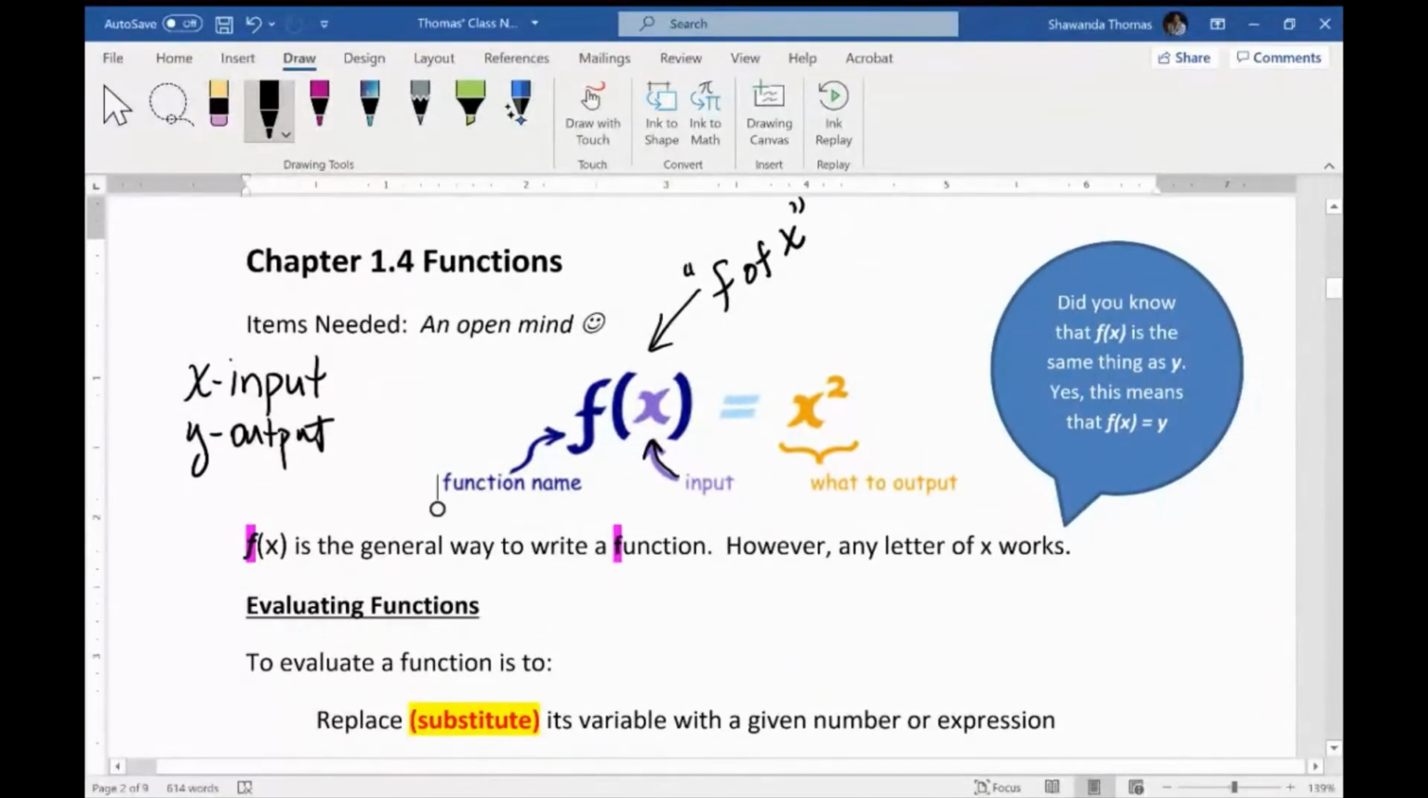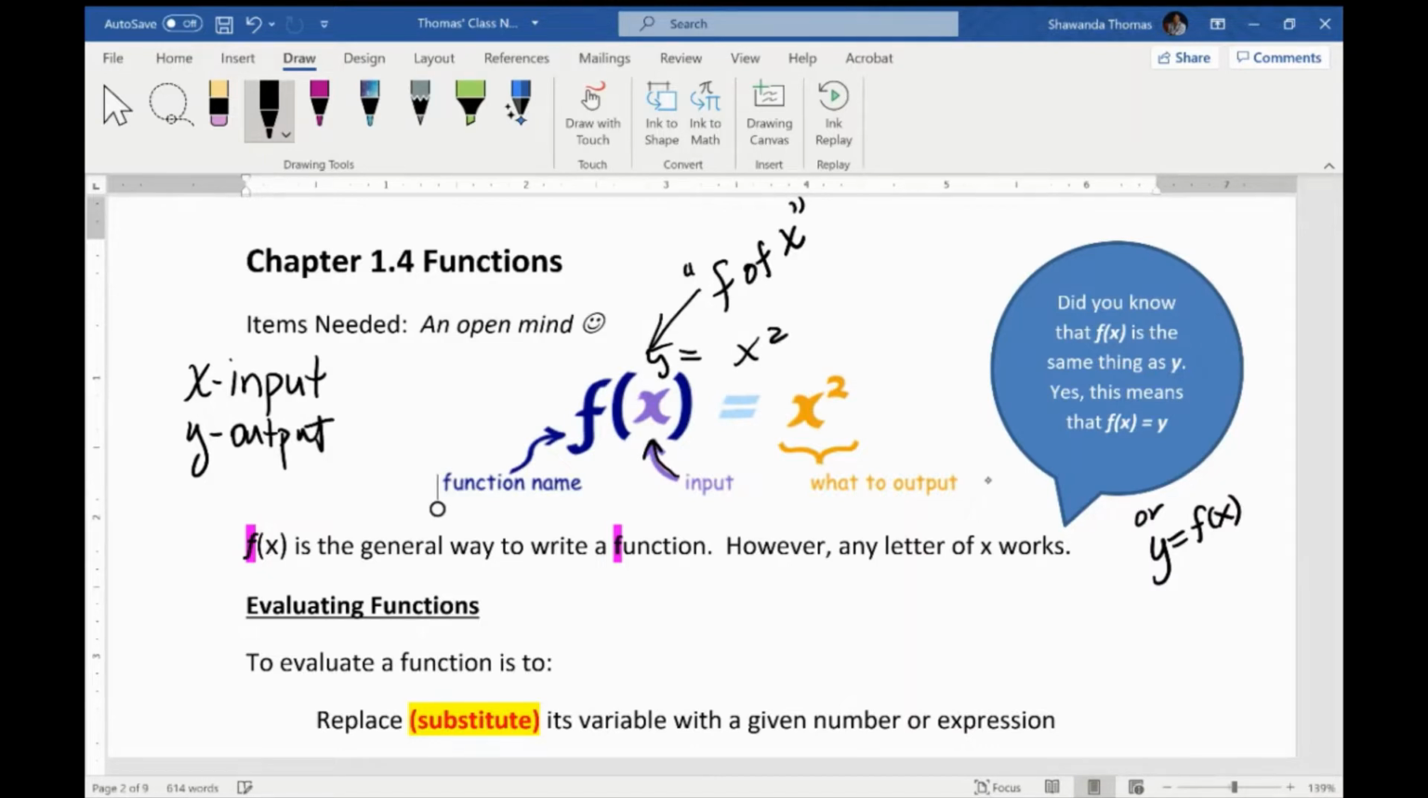All right. Now, did you know that f of x is the same thing as y? Yes, this means that f of x equals y, or y equals f of x. You all are used to seeing y equals something like y equals x squared, right? And now we're changing it to f of x if it's a function. If it's a function, we put f of x instead.